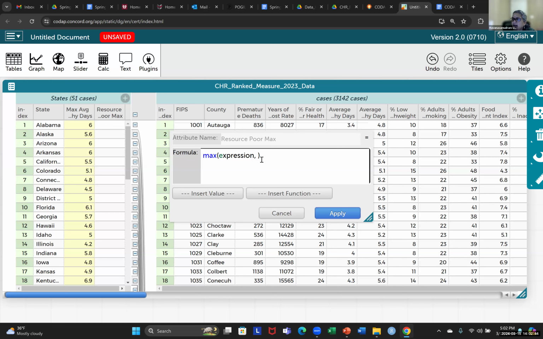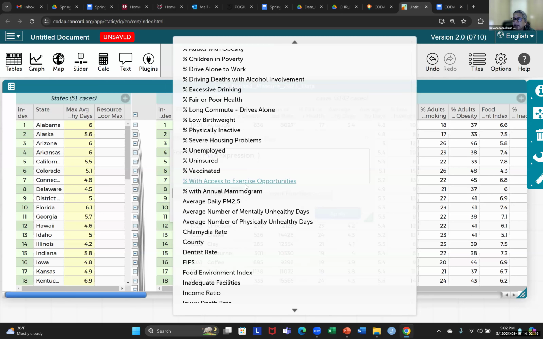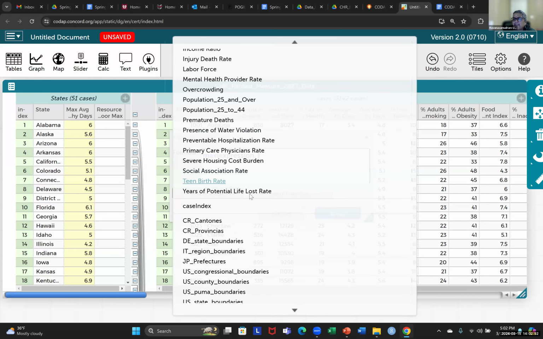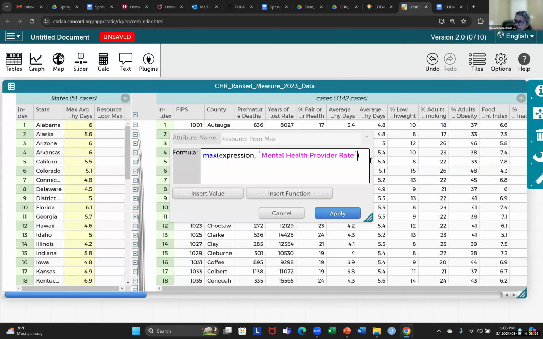So you can insert the value, select mental health provider rate. Here, it's all alphabetical. So mental health provider rate. And we want that value less than 100. So it is going to filter out those counties where their current mental health provider rate is less. So those are the resource poor counties.